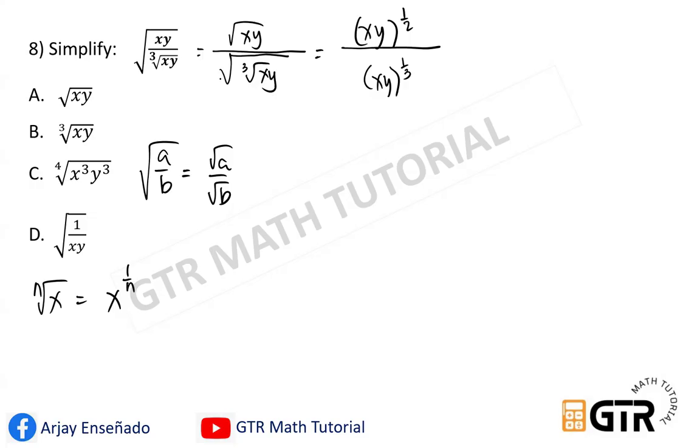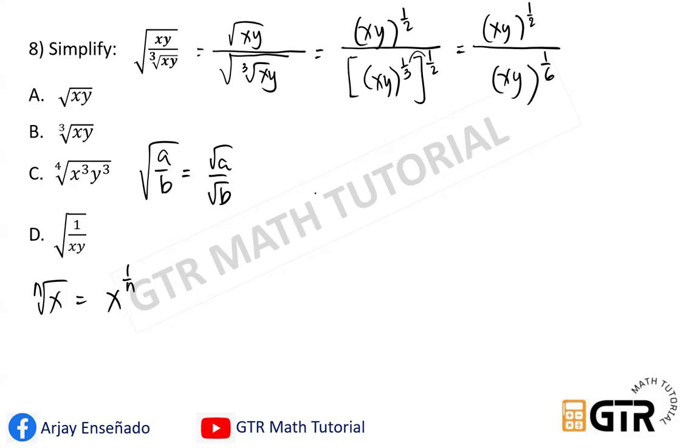And then we have another radical, the square root. So that is xy raised to 1/3 and then raised to the square root, which in rational exponent is 1/2. And then let's distribute this. So we have xy raised to 1/2 over, multiply this, xy raised to 1/3 times 1/2, which is 1/6.